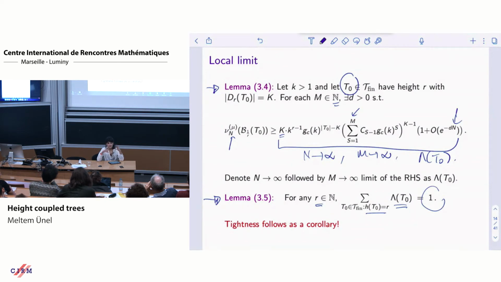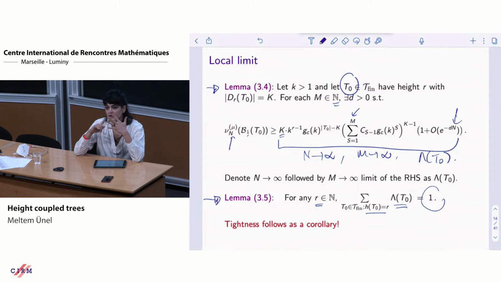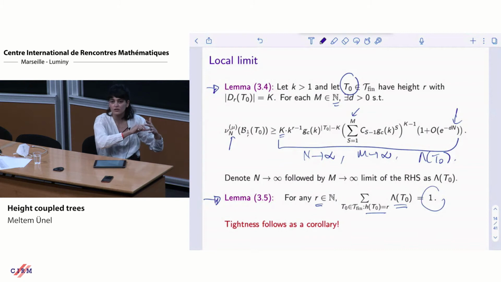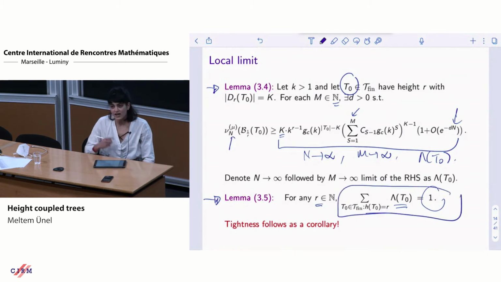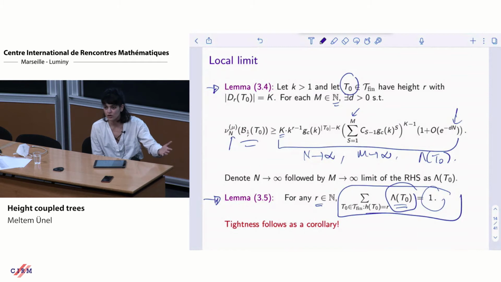And once I have tightness, I need to show the uniqueness of the limit, because now if I have the tightness result, I know that there exists a subsequence that converges weakly to a probability measure on my space T. And to show the uniqueness of that, I again use this result here, which actually says that the ball volumes are exactly given by this lambda t0 here. And once I know explicitly what the ball volumes are, this actually means that the limit is unique because these ball volumes are independent of the subsequence that I choose.